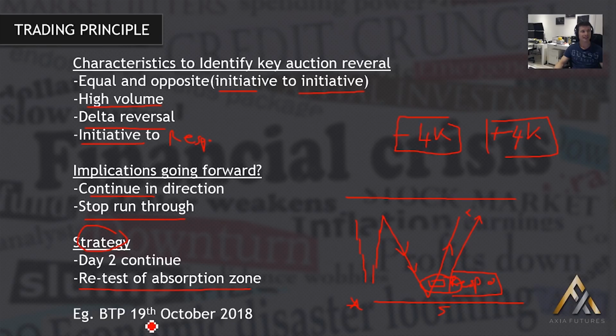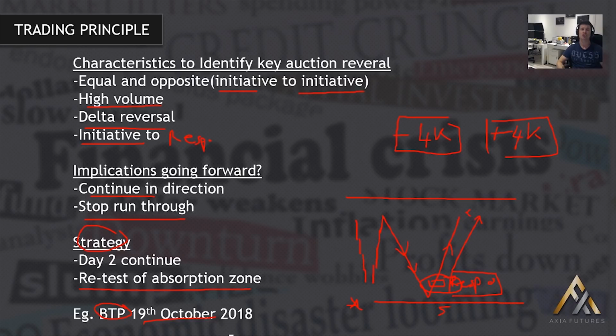Okay, so our example is from the Italian BTPs. This is the Italian market for the 19th of October 2018. Now, why I like the BTP in this example is a lot of people always ask me, can the footprint be used in any market? Well, the simple answer is yes.